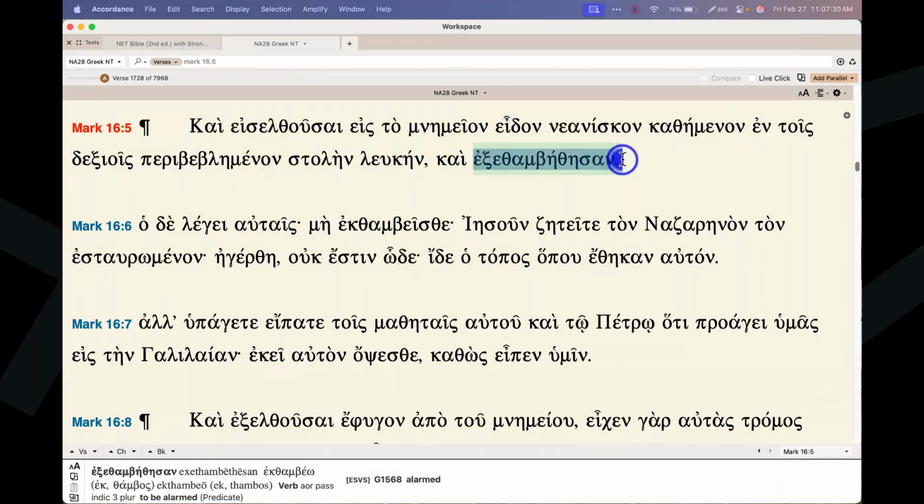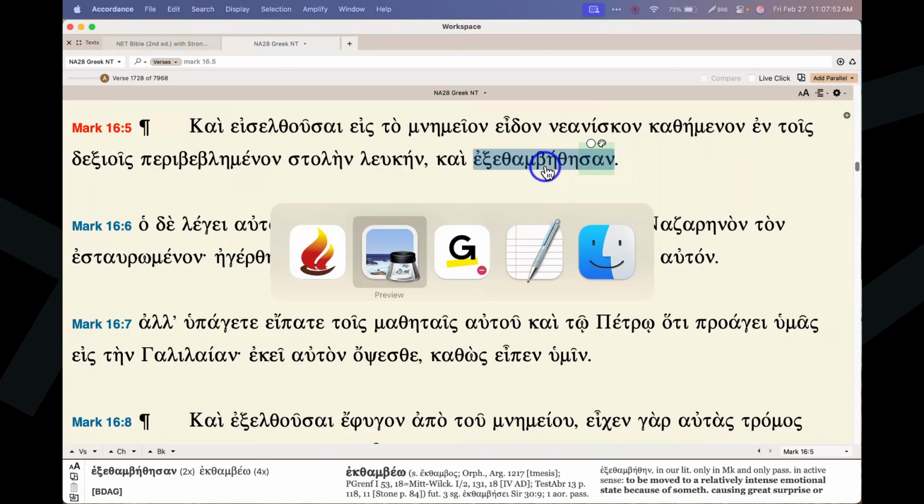And now this is back to the women, this verb describing them, exetham bethesan. And we've got that the, or the augment there, which gives us that it's in the passive. And then we've got san, which is the ending for third person plural. So they were alarmed, astounded, shocked. We'll come back to that.